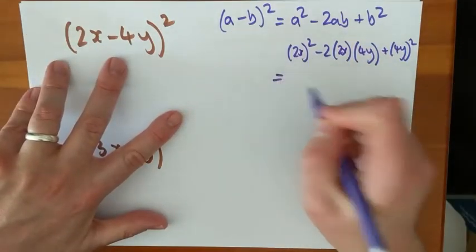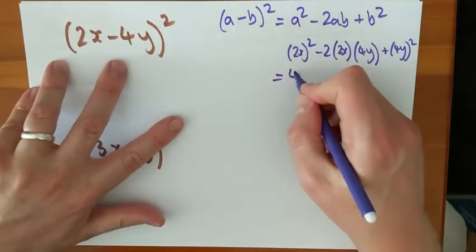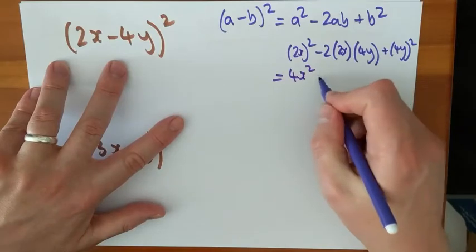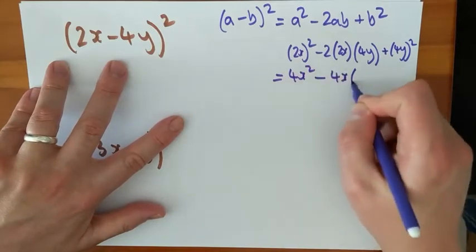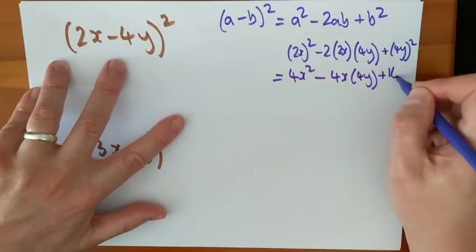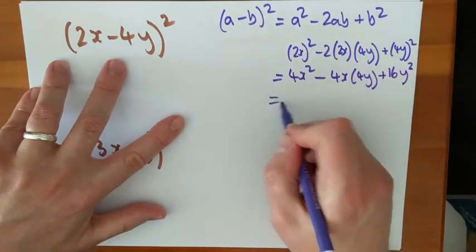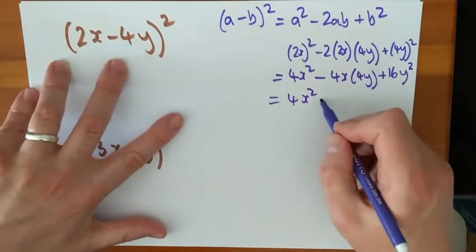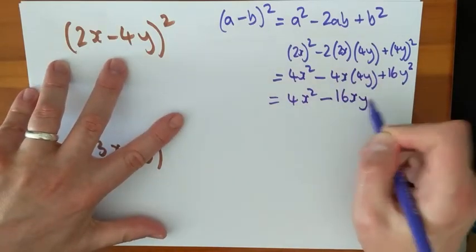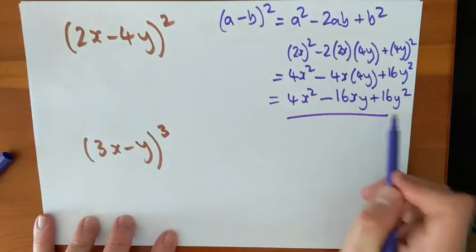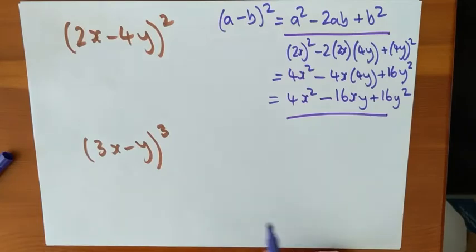But I can go through and simplify this. 2x squared is 4x squared. 2 times 2x would give me 4x. I've still got to multiply that by 4y. At the back, 4y all squared would give me 16y squared. And just to tidy up the bit in the middle, I would have minus 4x times 4y would give me minus 16xy plus the 16y squared at the end. And so this pattern helps us just to quickly put things in the right place, simplify it, get your answer.